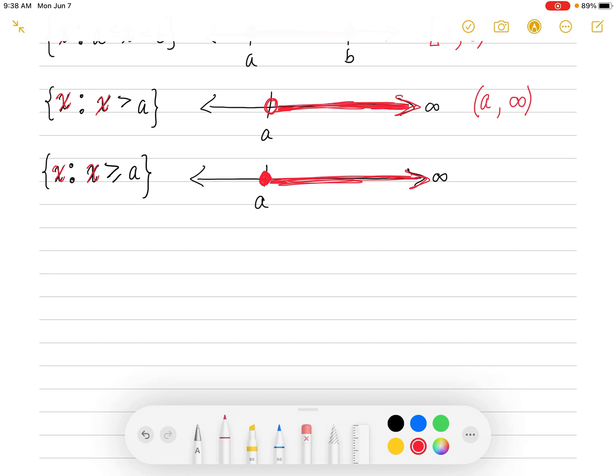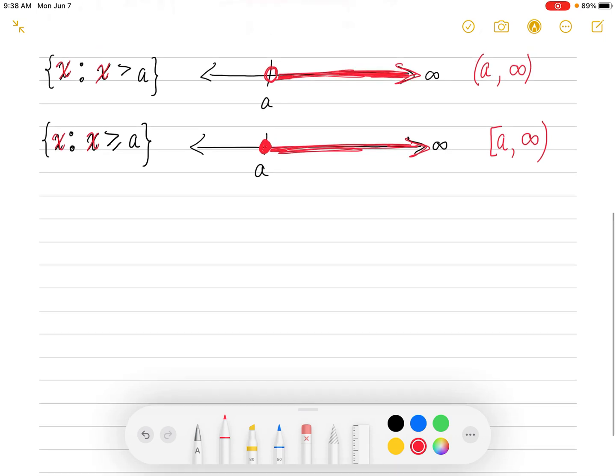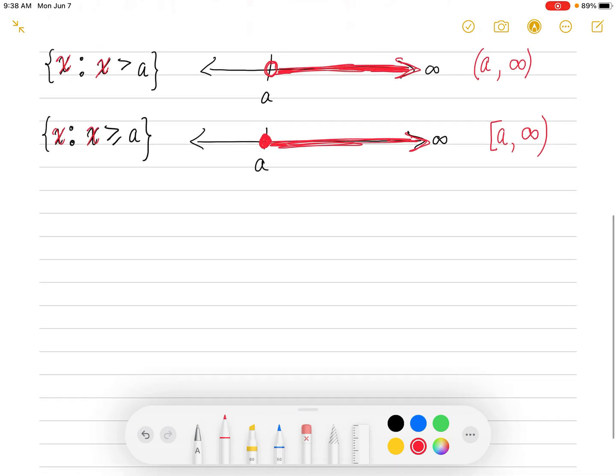So if I wanted to write down the interval notation for this, I'd start with an a, and I put a bracket in front of it. Why a bracket? Because you're actually including a. And then a comma, and then an infinity. Then after the infinity, you're going to put a parenthesis because you never will reach infinity. You're trying to get there, but you'll never reach it. So we put a parenthesis after the infinity. Okay, so these are two types of infinite intervals.